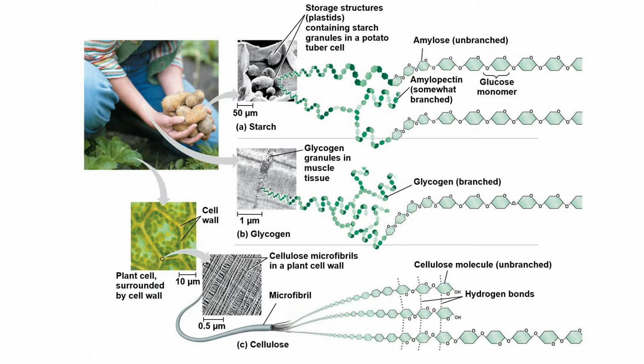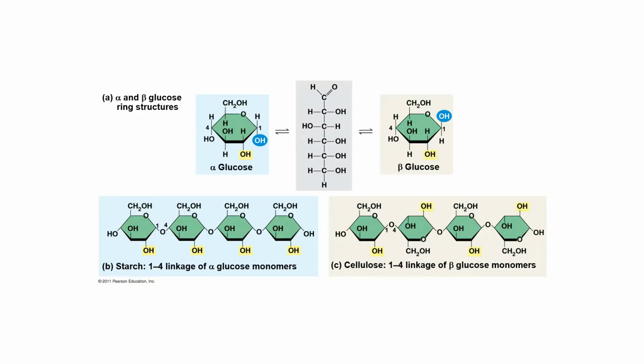Before we start talking about all these, it's important to talk about the chemistry behind it. You have alpha and you have beta glucose. Again, alpha glucose, the OH group is below the plane. Beta glucose, above the plane. So starch. Starch is made up of alpha glucose monomers. That means that it consists of individual alpha glucose sugar molecules covalently bonded to one another.